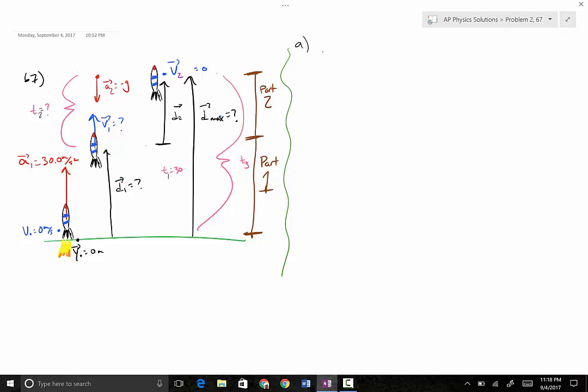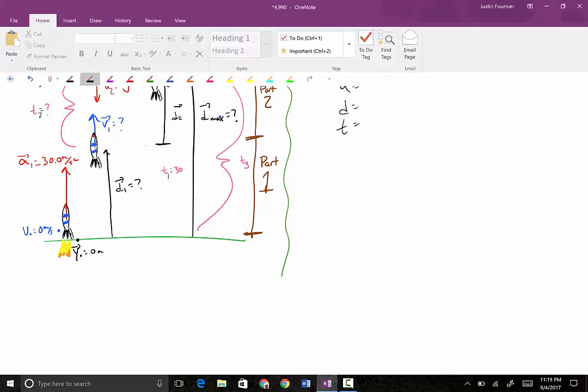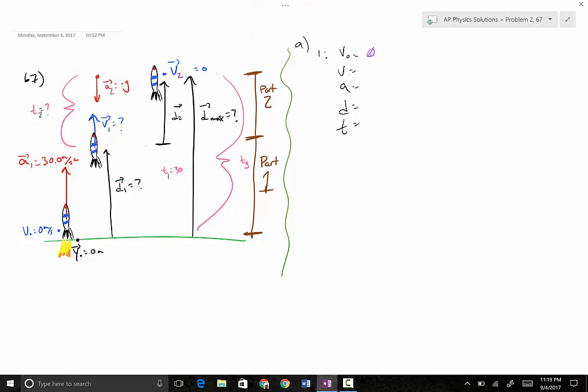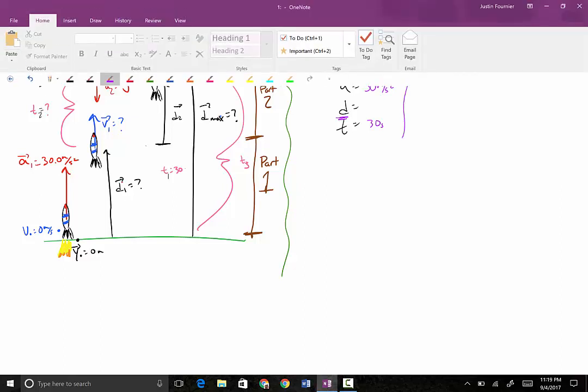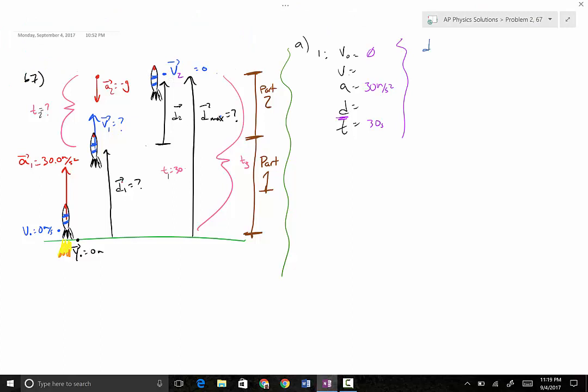Let's start with the first part. For the first part, I'm going to make my VOVAT. I know that my initial velocity is going to be 0 because the rocket starts from rest. From the problem, I know it accelerates at 30 meters per second squared, and that this happens for a time of 30 seconds. So I can find my displacement. That's what I want to find.